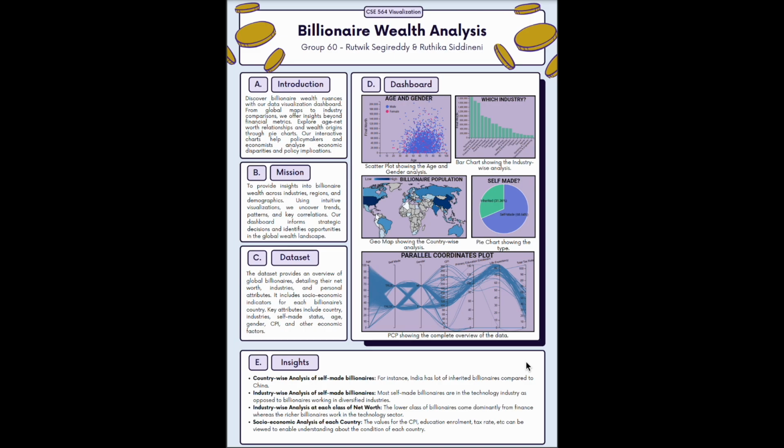The dataset we have used for our dashboard is the Billionaire Statistics dataset, which we have acquired from Kaggle. Some of the main attributes to be analyzed are the country the billionaires are from, the final worth of the billionaires, the industry that they belong to, whether they're self-made, their age, gender, the consumer price index of the country, and also other economic attributes. Let us now take a look at our dashboard.